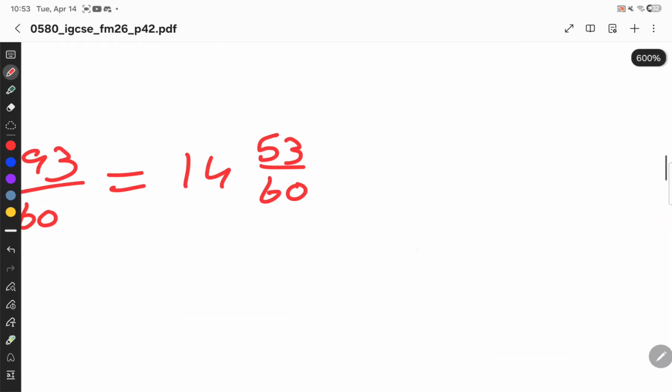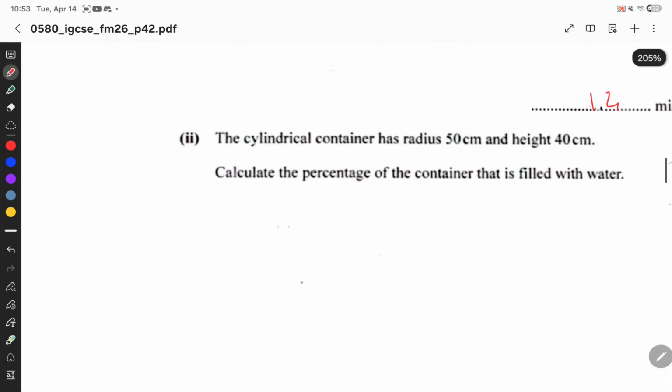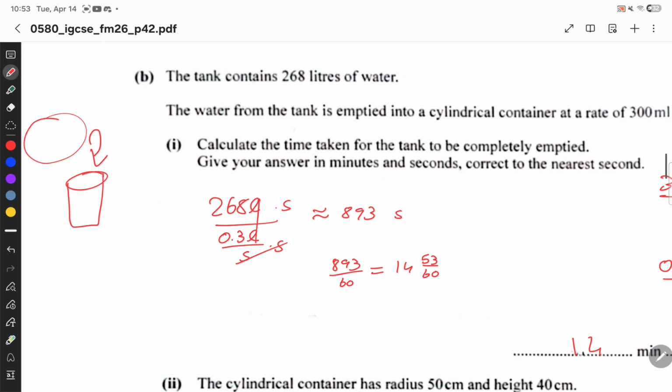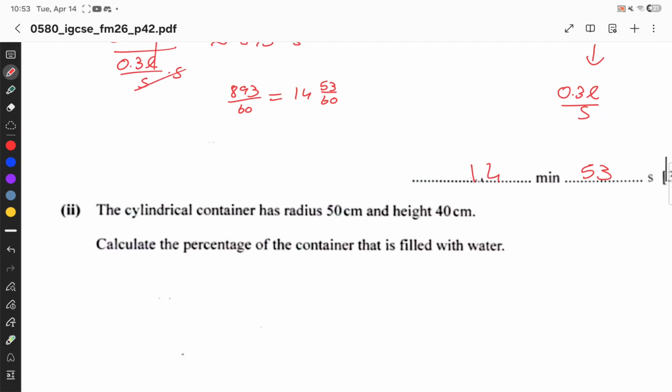If it's something like a half, for example 3 and a half, you just do 60 times a half to get the seconds. Okay, this little trick is quite good, just converting it to a mixed fraction immediately in the calculator.